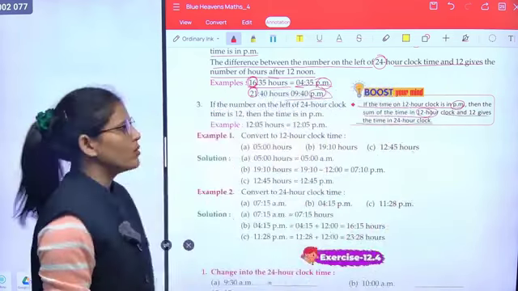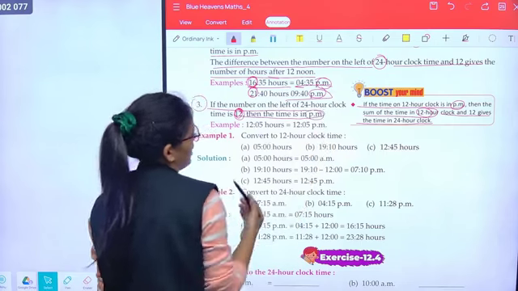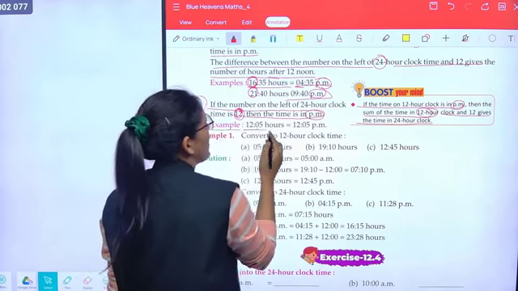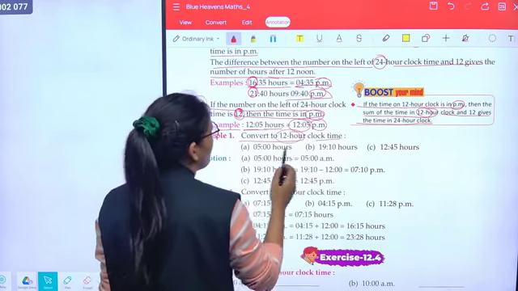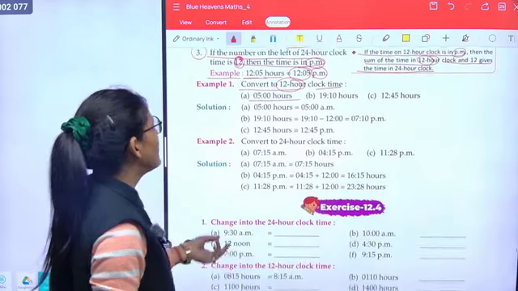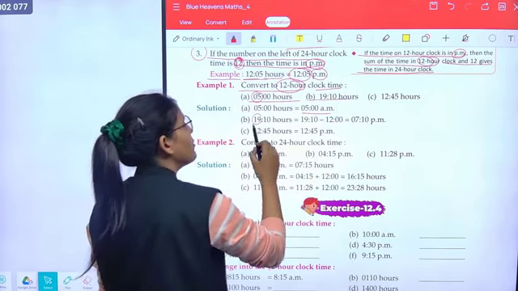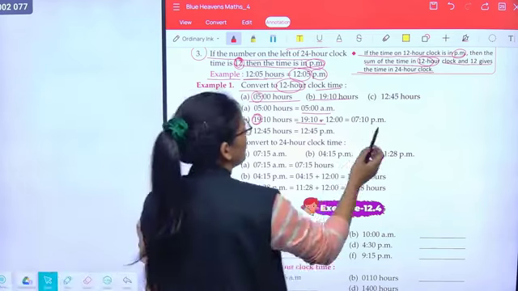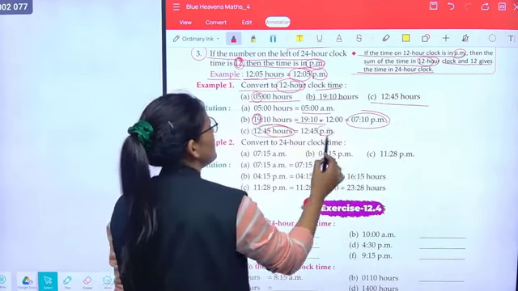Okay. Now third is if the number on the left of 24-hour clock time is 12, और अगर वो 12 ही है then the time is in PM. अगर वो नंबर ही 12 है तो टाइम क्या होगा, PM में होगा. एग्जाम्पल 12:05 hours, so 12:05 PM. Convert to 12-hour clock time. Now 5 hours means less than 12, 5 AM. Now 19:10 means more than 12, so we will minus 12, it is 7:10 PM. Okay. Now again 12:45, so means ये पहले से ही 12 है, so means ये PM.